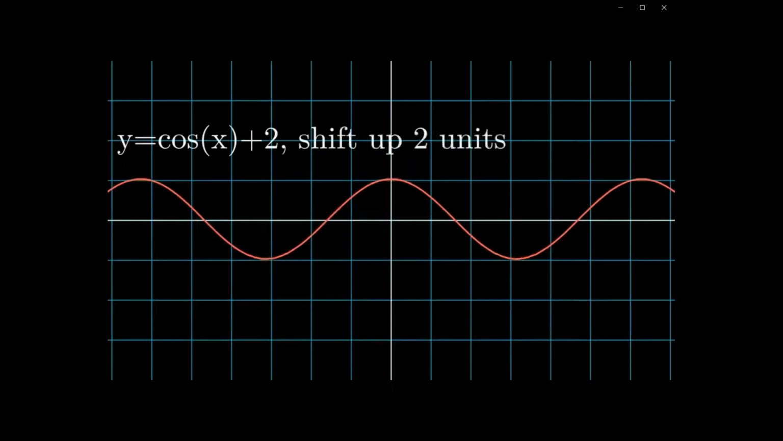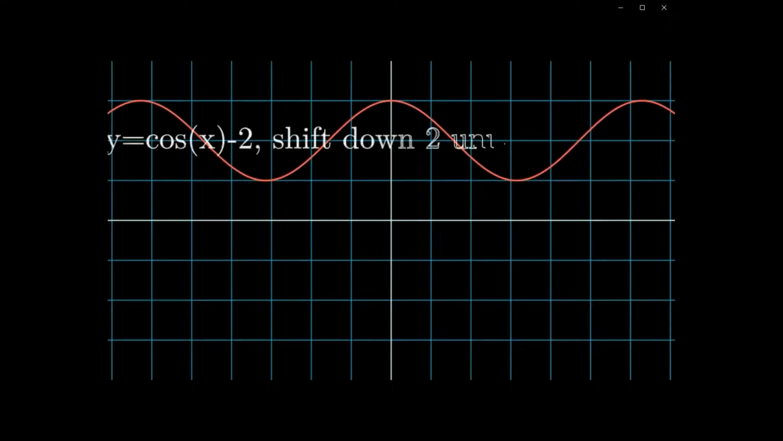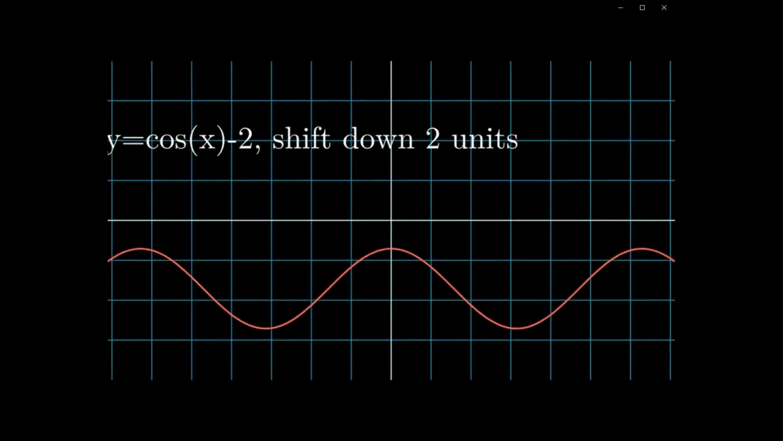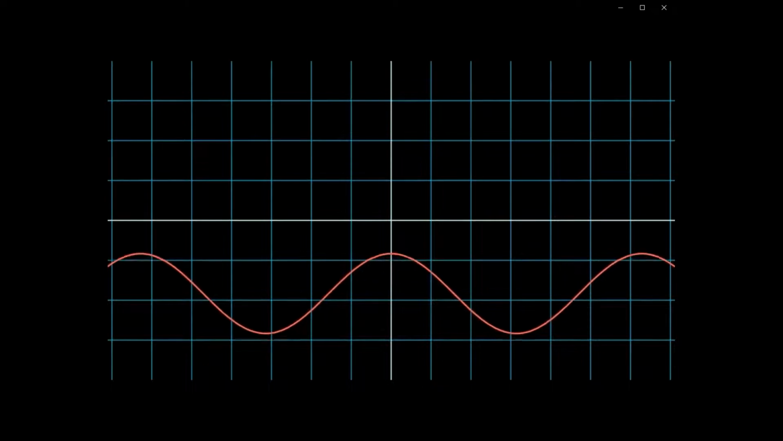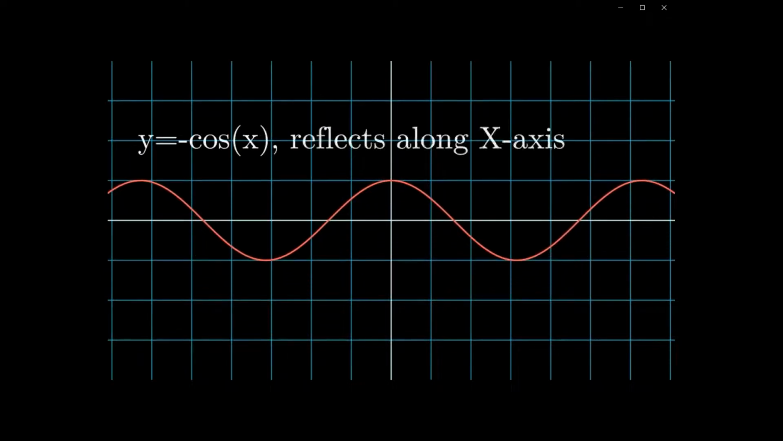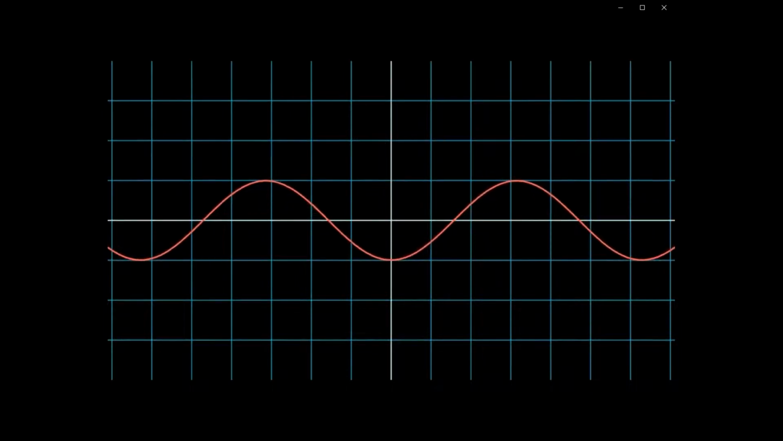D again affects the vertical shift. So if d is positive, the midline goes with it, and if d is negative, the midline goes with that. So here you see the midline going up and down 2 units. And again, a negative cosine equation will reflect it along the x-axis.